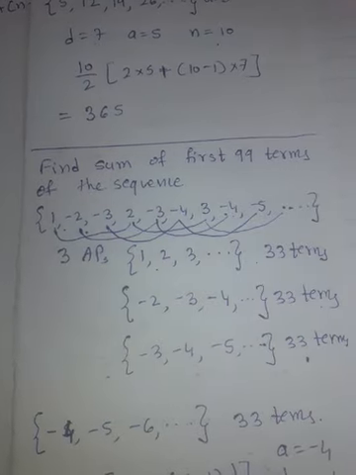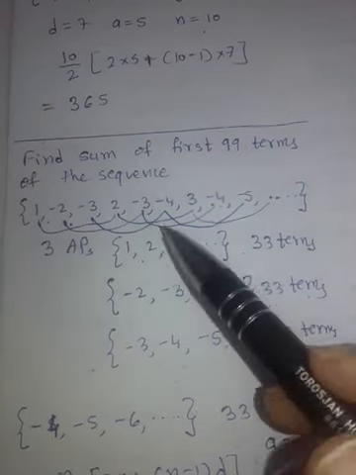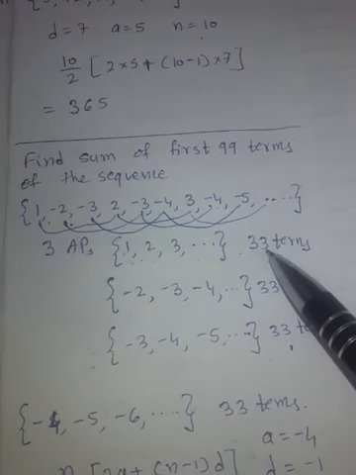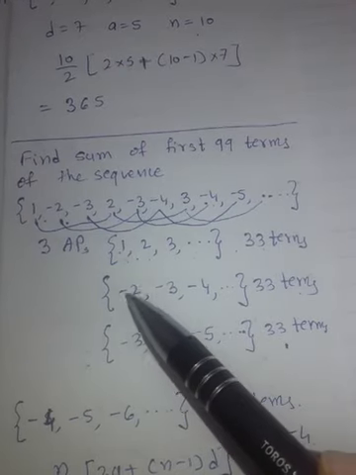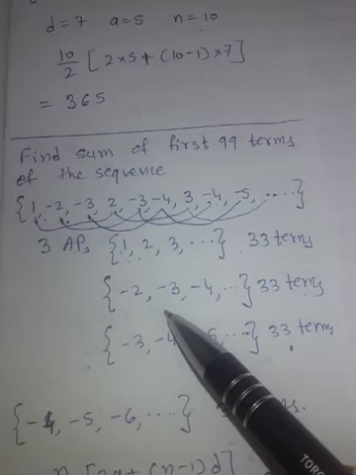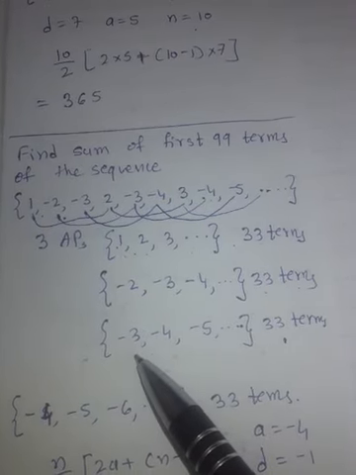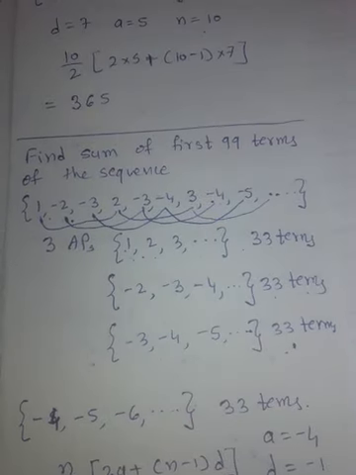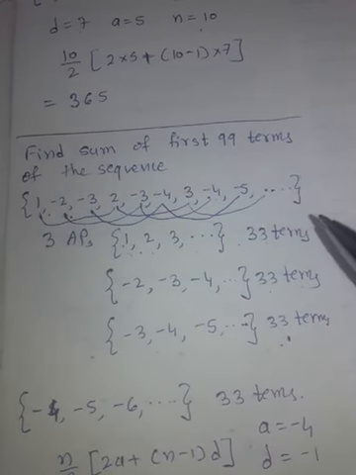Now as I said, there are 2 ways of solving it. One is to find the sum of 33 terms of each AP, which is also fine. Here A is 1, common difference is also 1 and n is 33. So you have everything, just find Sn. Here A is -2. What is D? Here D is -1 and n is again 33. Here A is -3, D is -1, n is 33. So find 3 different Sn's and add them. Likewise you will get the sum of the first 99 terms.